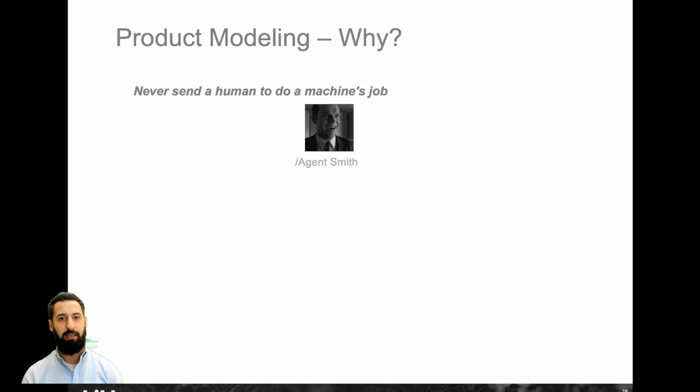As I said, I'm a huge Matrix fan, and if you've seen this movie, one of the protagonists of that movie is called Agent Smith, and one of his famous lines is to never send a human to do a machine's job. This is when Cypher failed to terminate the main character Neo because he was so busy with his monologue.